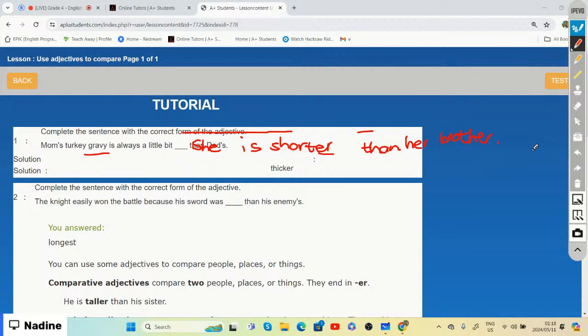So the knight easily won the battle because his sword was, and we can say his sword was longer than his enemy's. The reason why we say longer and not longest is because it is only the one enemy, right? If it was more than one, then it would have been enemies. But it is enemy's, referring to one person with an apostrophe S, referring to that one specific person.